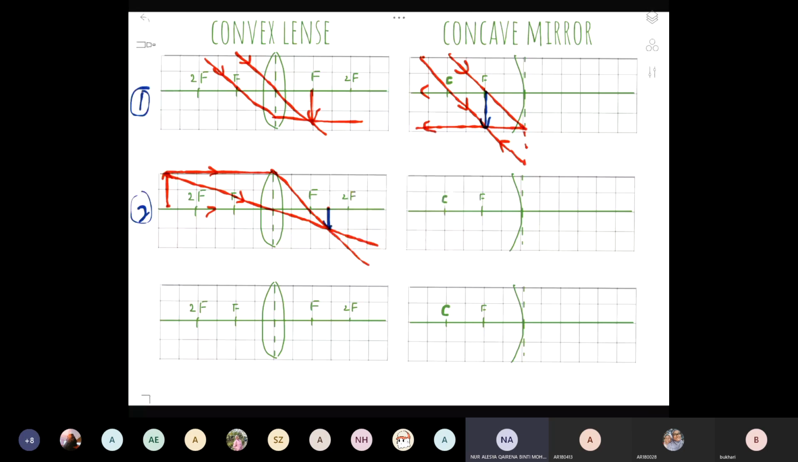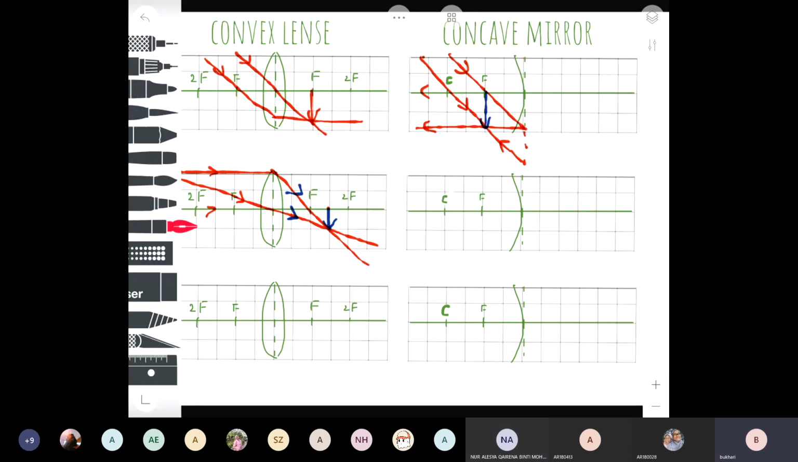Now, let us recall the characteristics of the image. The first one, it is inverted. You can see the image here is inverted. The arrow is downward, which means it is inverted. The image is smaller compared to the object, so it is diminished. The next characteristic is that it is a real image, because you can see this light and this light intersect each other at that point. That is how you determine the characteristics of the image. And then we are going to apply the rules on concave mirror. For a concave mirror, we are going to apply the rules also.